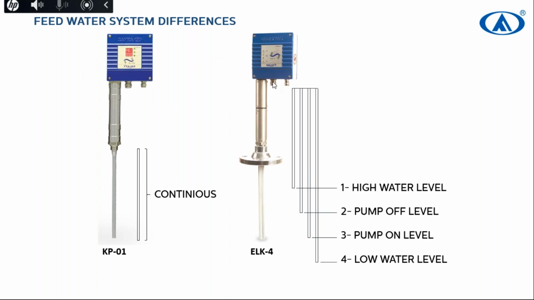The feed water system differences are like this. One of them will give signal continuously, this level probe, because it's a capacitive model, KP01. And the other one has 4 probes to give signal. The highest one is the high water level, the lowest one is the low water level, and you will control the level of your boiler with the second and third ones, the pump off and pump on levels.